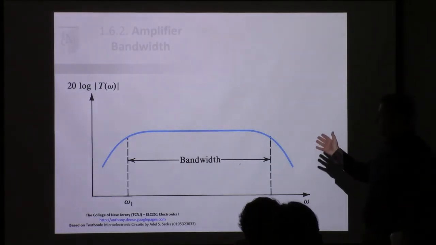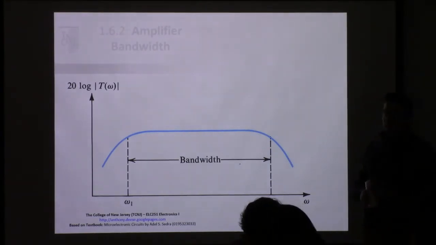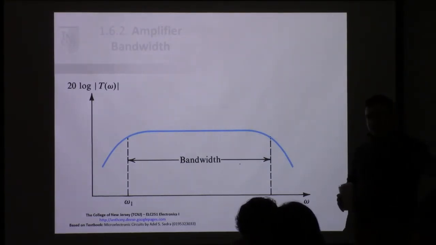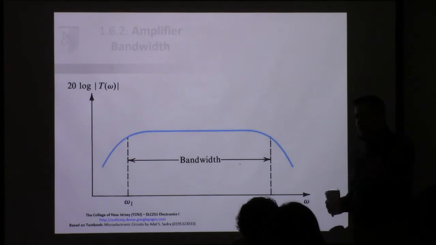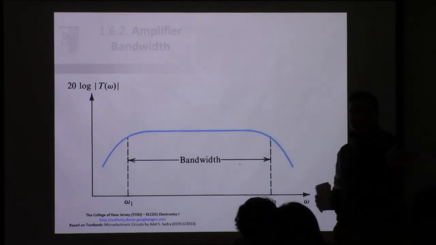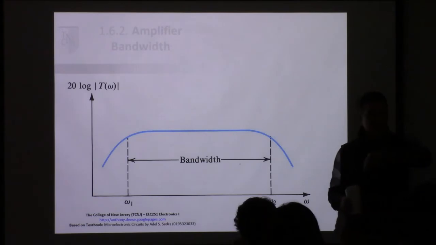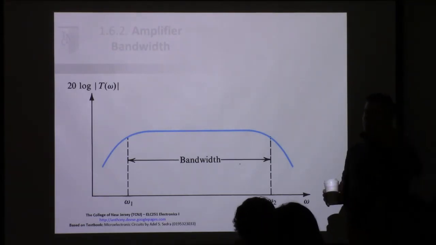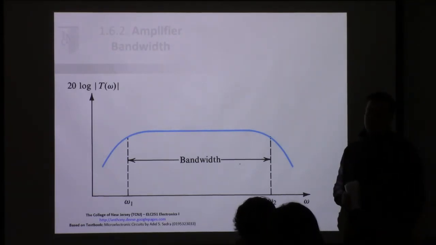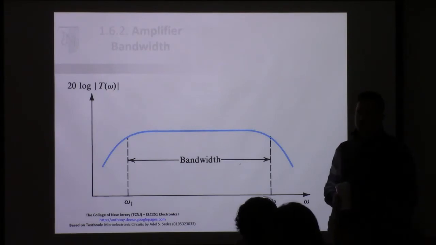So that is the reason why bandwidth is defined in this way. We want the process to be linear. In order for it to be linear, all the gains for the individual frequencies along the spectrum need to be more or less the same, and the bandwidth tells us that range over which the gains are more or less the same.